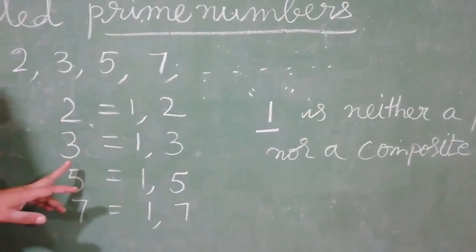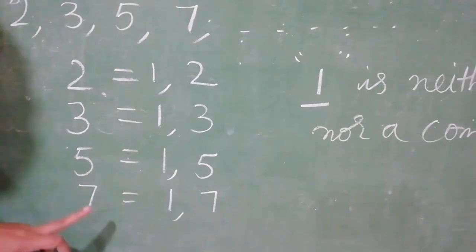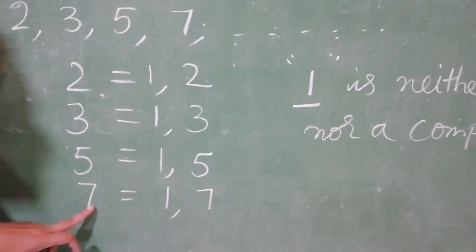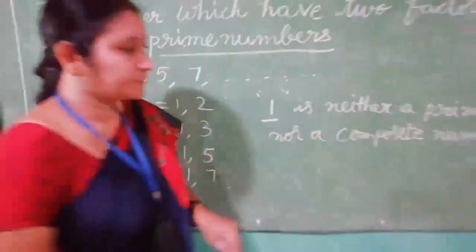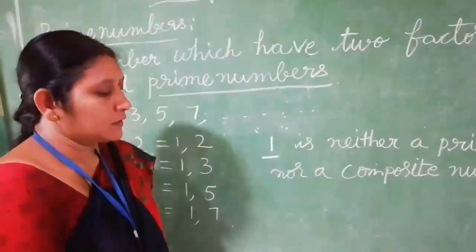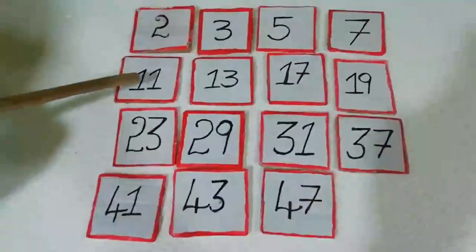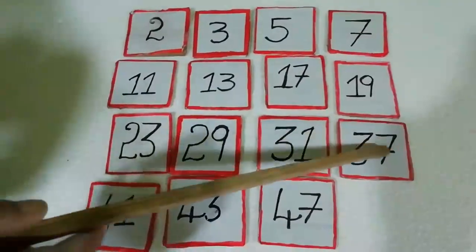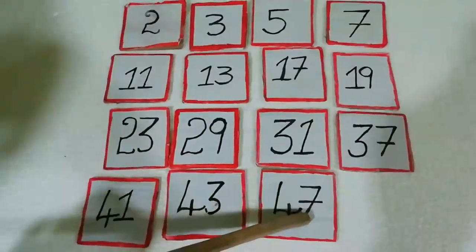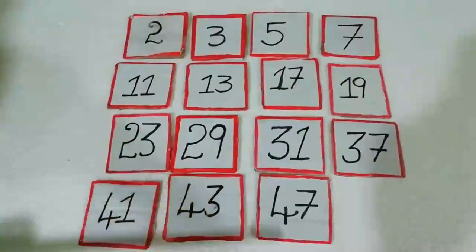The smallest prime number is 2, the second smallest prime number is 3, the third is 5, and the fourth is 7. See, all these are prime numbers: 2, 3, 5, 7, 11, 13, 17, 19, 23, 29, 31, 37, 41, 43, 47. Up to 50, all these are prime numbers.